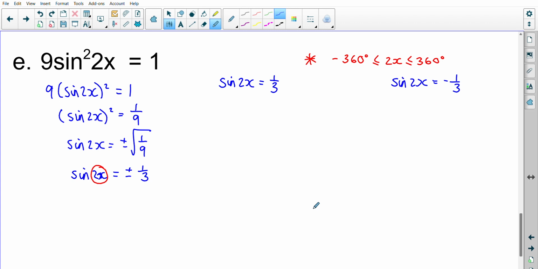See if you can have a go at doing the principal value, doing the CAST for both and then finding your solutions.